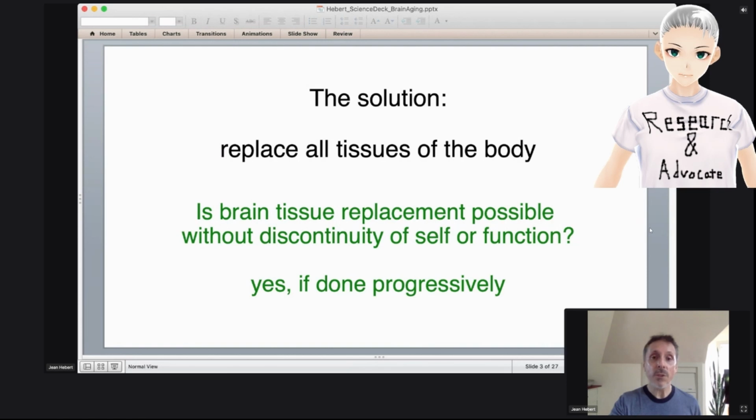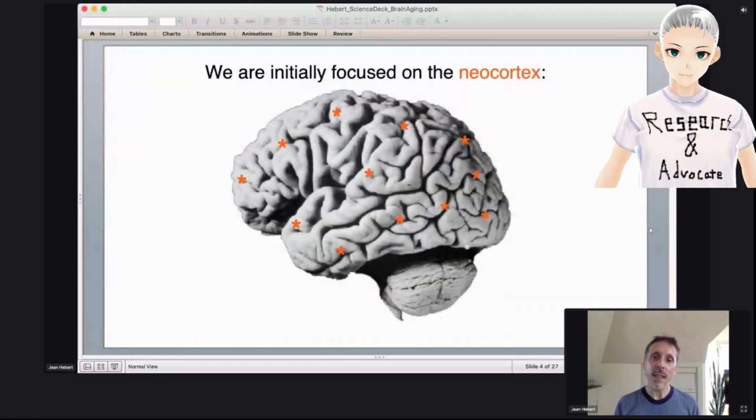So is brain tissue replacement possible without a discontinuity of self or function, right? Because that's important. The whole point is to preserve who we are and continue enjoying life. So I think the answer is yes. And I'll give you the reasons for that.